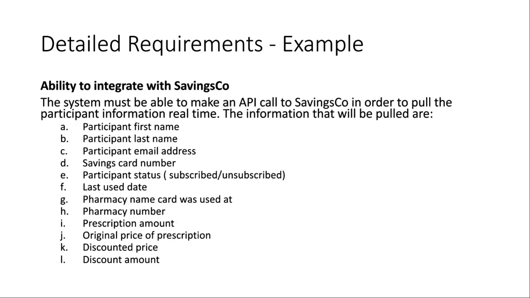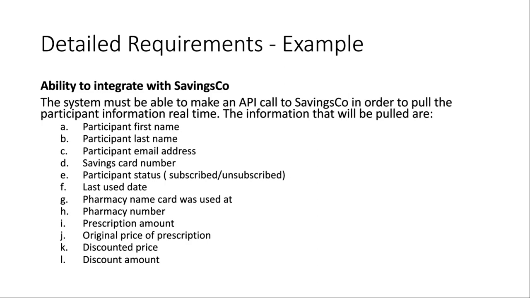Here's another example, which is the requirement for ability to integrate with Savings Co. And the way you've written the titles of your requirements is just to sum up the details that's going to be below so that they can easily see what the requirement is about.